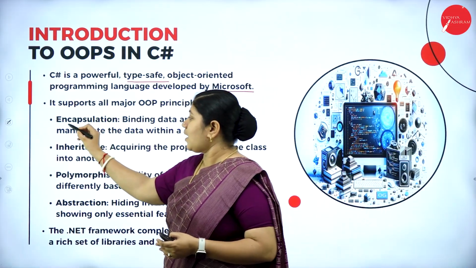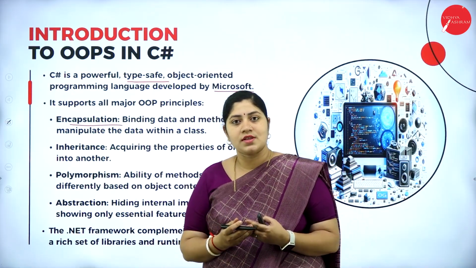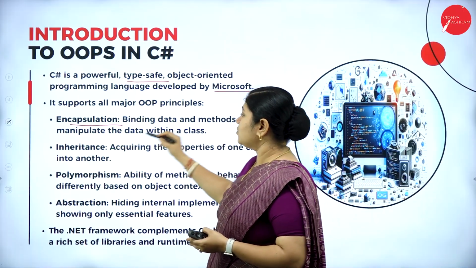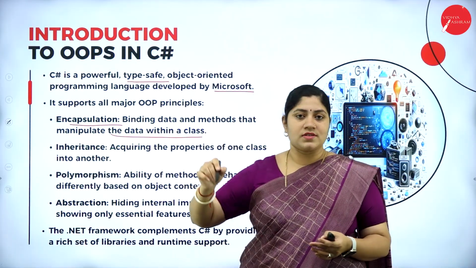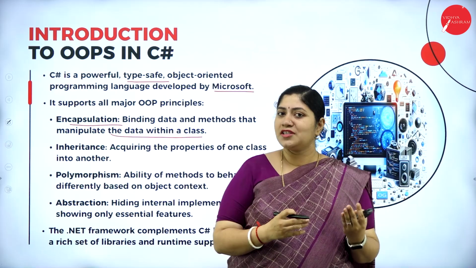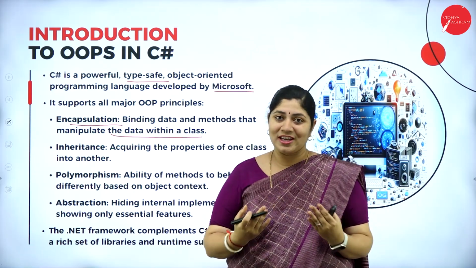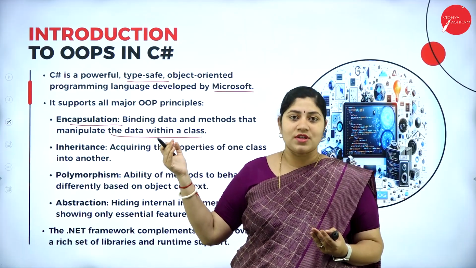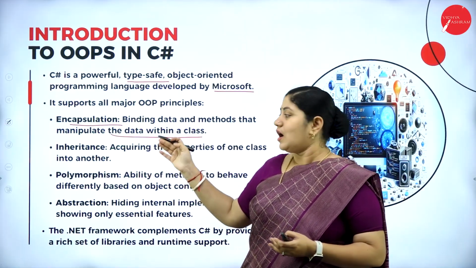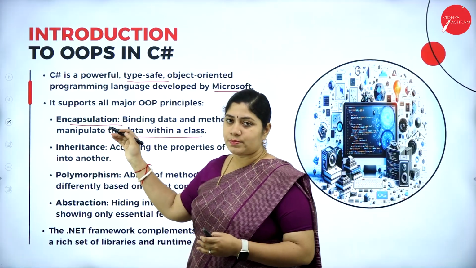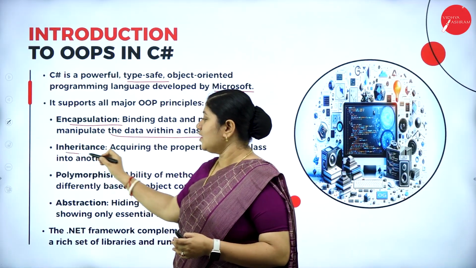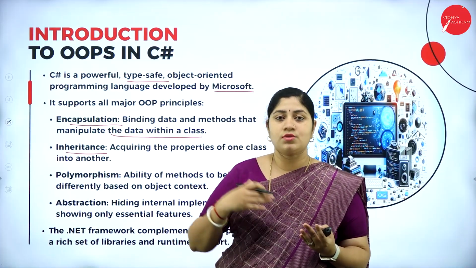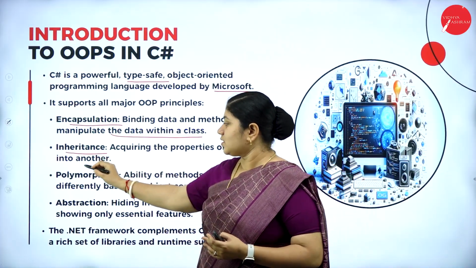First one is encapsulation. Encapsulation is nothing but binding the data as well as the methods that manipulate the data within a class. Encapsulation, as the name itself says, our data will be encapsulated, or it is being provided with safety and security. Up next, the second concept supported by OOP is inheritance. Inheritance is nothing but applying the properties of one class to another. So that's what inheritance is.